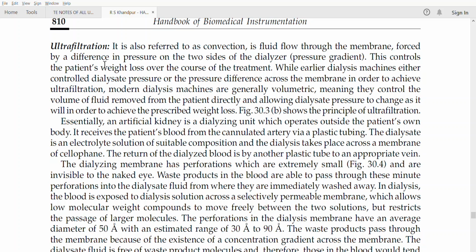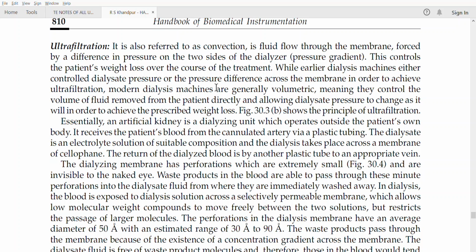Why weight loss? Because in this process of dialysis, there is a movement of fluid out of the body, resulting in weight loss of the patient. While earlier dialysis machines controlled the dialysis pressure difference across the membrane in order to achieve ultrafiltration, modern dialysis machines are generally volumetric, meaning they control the volume of fluid. So previously they controlled the pressure, now they control the volume of fluid removed from the patient directly, allowing the dialysis patient to achieve the prescribed weight loss.